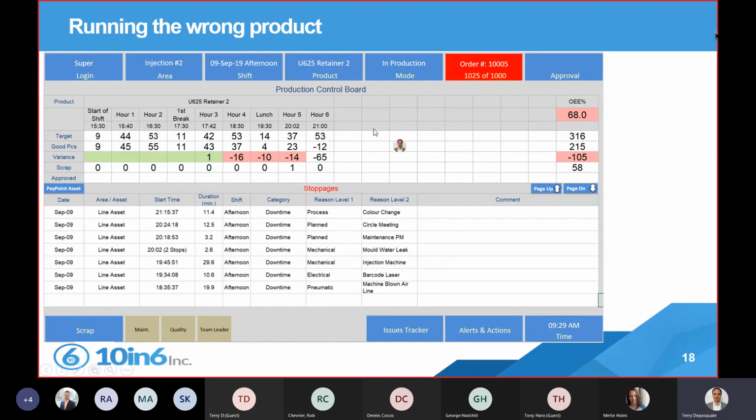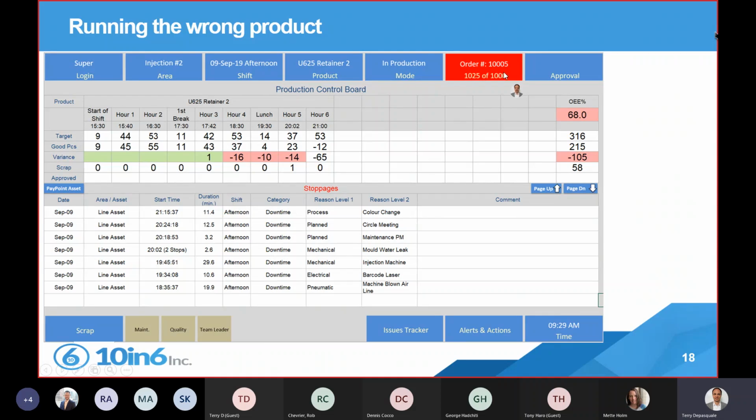for those that don't know 10 and 6 and talk about this screen. Dennis showed it earlier. This is the operator screen that they would see out at their workstation every day, and it's showing hour by hour how they're doing with production. It's got their and on call buttons at the bottom left if they need to call maintenance or call quality or call a team leader. And we won't touch on that too much today, but we can track response times and what the follow-up was and things like that as well.